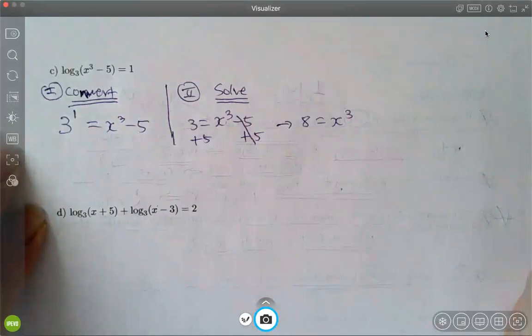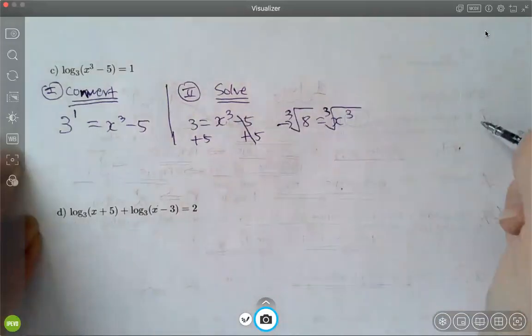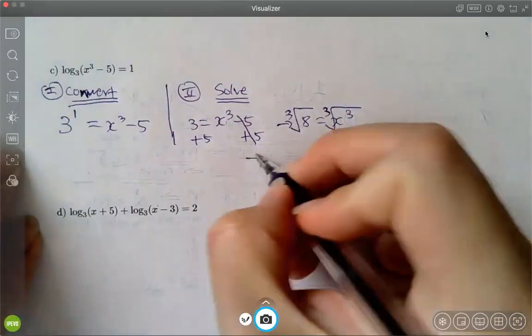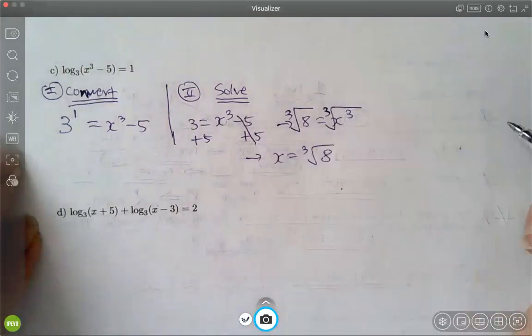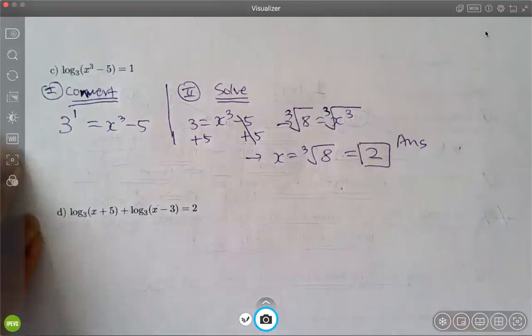And now, how do you remove the power 3? What's the only way? Cube root, right? Not square root, remember, because of the power 3. So x is equal to the cube root of 8. What is the cube root of 8? Is that a nice number? 2, right? So that's equal to 2. And we only got one number, so that should be the answer.